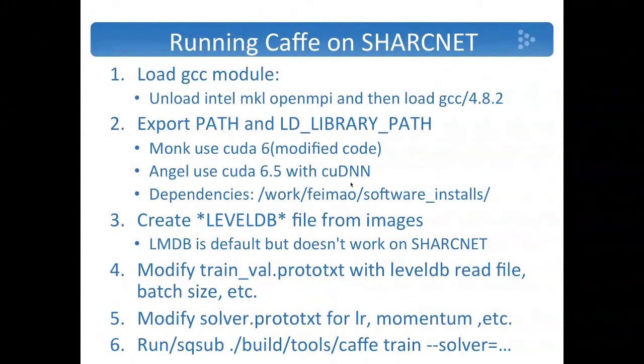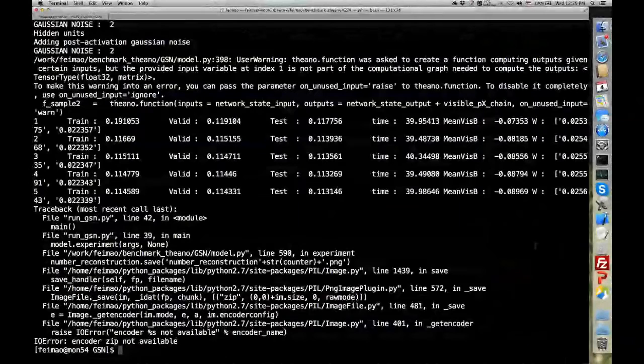And after you set up all the settings for training and validation, you should modify your solver. The solver includes the learning rate, the momentum, things like that, and you should also define the max iterations on Caffe. And after that, you just run caffe train, and then you specify your solver. And I will give you an example for this.